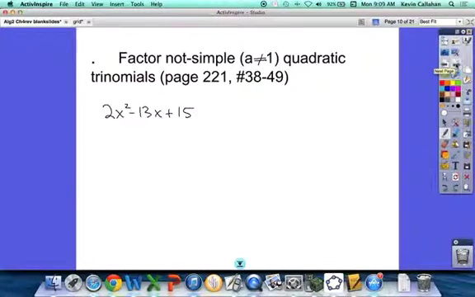These were quiz questions from the prior quiz. Factor a not simple quadratic trinomial, meaning that the a does not equal 1, and it doesn't, right? Then you've got to go through these steps. Do you remember the steps?